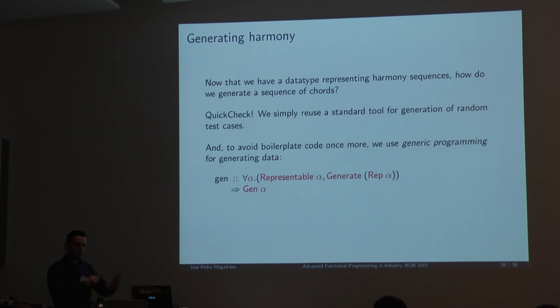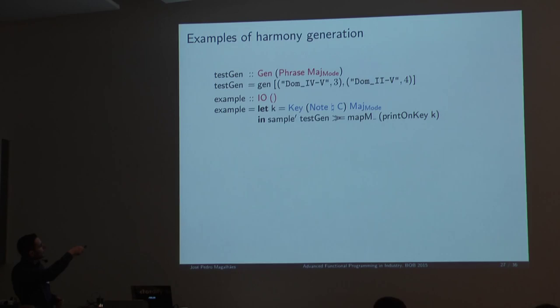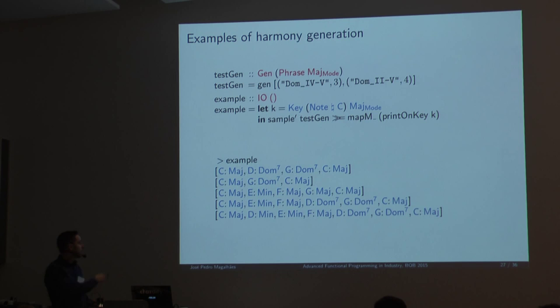Even more, I can make this function not too general and say that certain constructors have higher weights or lower weights. So you can take a generic function and make it more specific by taking extra information with it. Now some examples. This is mostly boilerplate code, and I'm calling gen, and I could just pass it without argument, but I'm telling it I want these two rules to have slightly higher probability of showing up. And then I just call my example, and it just provides me a list of generated harmonies.